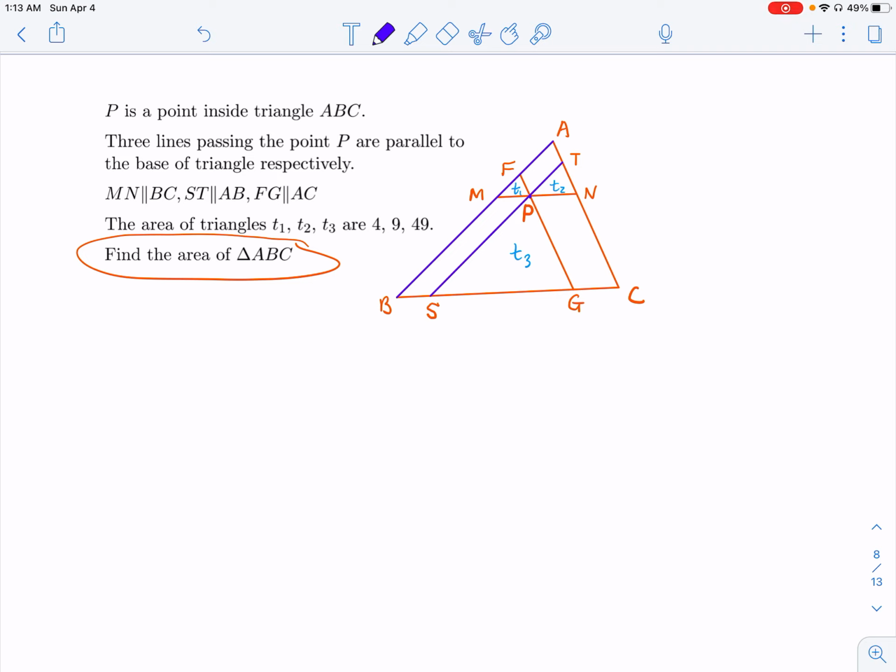Alright, so let's undo that. We're given the tiny triangle here. This triangle is T1 here. The area is 4. The other one, this one is 9. This one is 49. Okay, we know the areas.